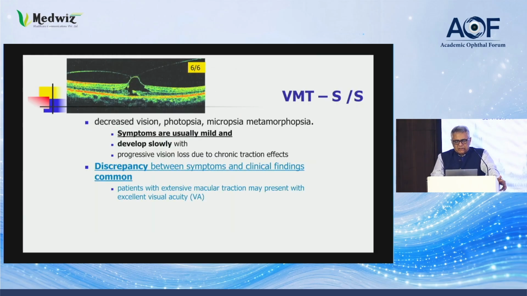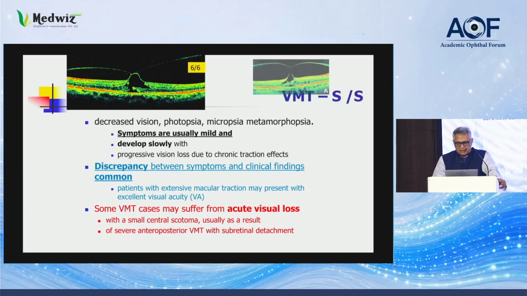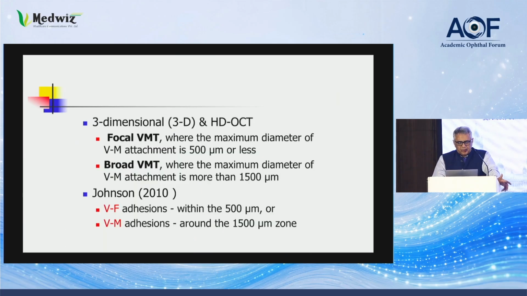So generally, these symptoms are usually mild and develop very, very slowly. Like this patient has 6 by 6 vision, and there is always a discrepancy between the findings and the clinical complaints. Sometimes the patient may have acute vision loss, that is because of this sensory neural detachment in the upper right corner. There are a lot of classifications of academic importance: Y shape, V shape, J shape, and focal and broad. The key point is how much is the area involved, around 500 or so.